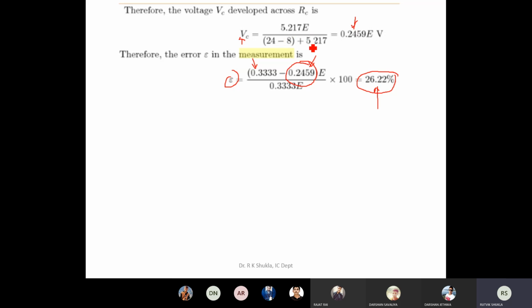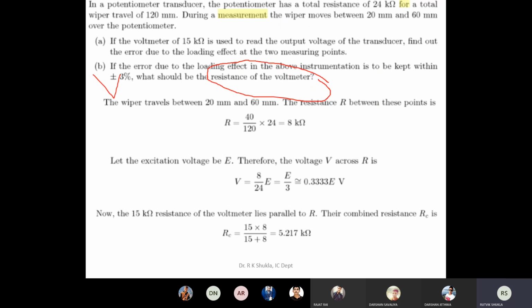તો આ ઇક્વેશનમાં what is unknown? Unknown is this 5.217. This is unknown. Now from where the 5.217 came? It came from here. હવે આમાં શું unknown છે? 8 kilo ohm, that is known. That is your output resistance or R2.